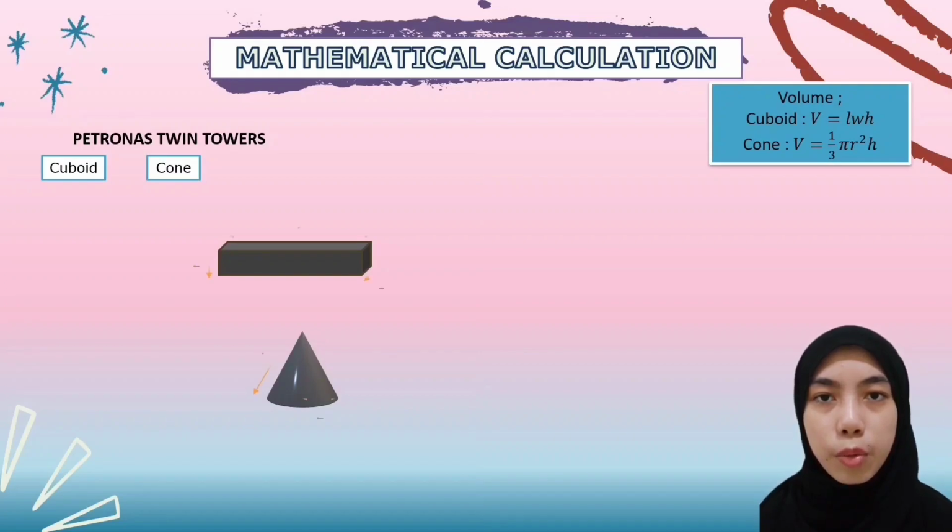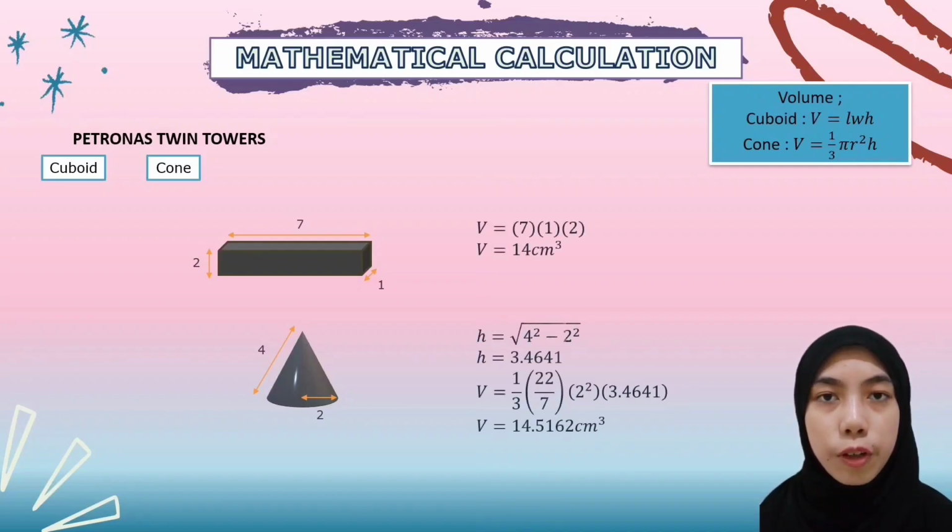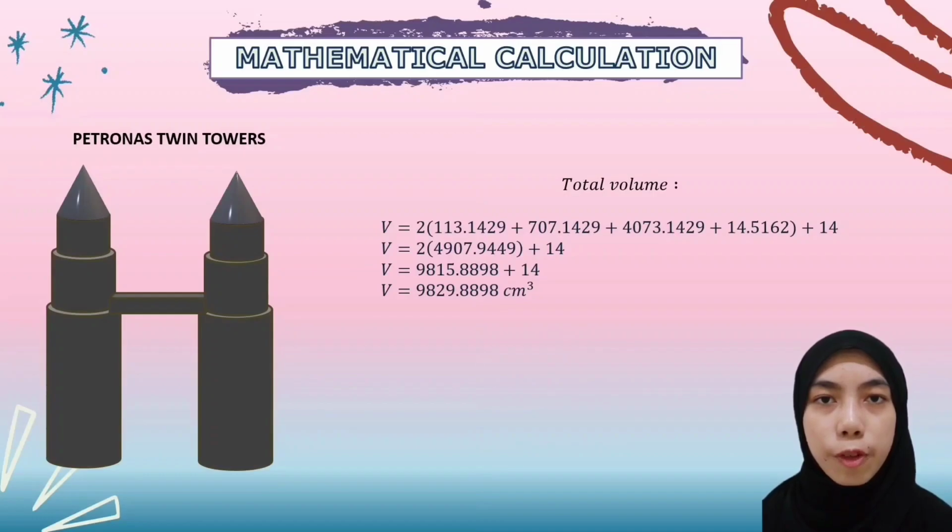Measurements are given the same as when we found the surface area. Write it all in their respective formula and you will get their own volume answer. For cone, to find its height you need to use Pythagoras and then continue to solve it as usual. Last but not least, the total volume for the whole Petronas twin towers geometry is adding up as shown in the slide. Same as total surface area before, you need to times with 2 for cylinders and cones volume and plus with cuboid volume. The final answer you will get is 9829.8898 cm3.